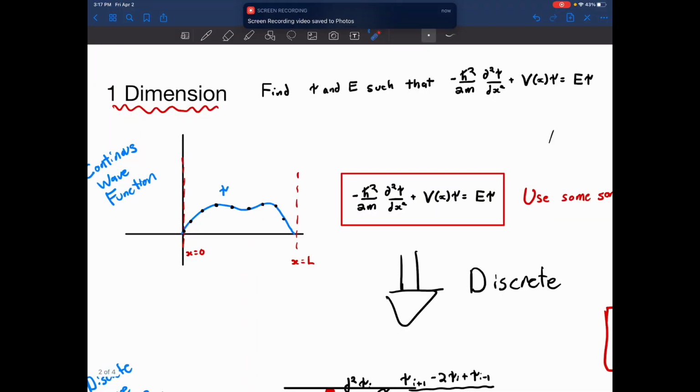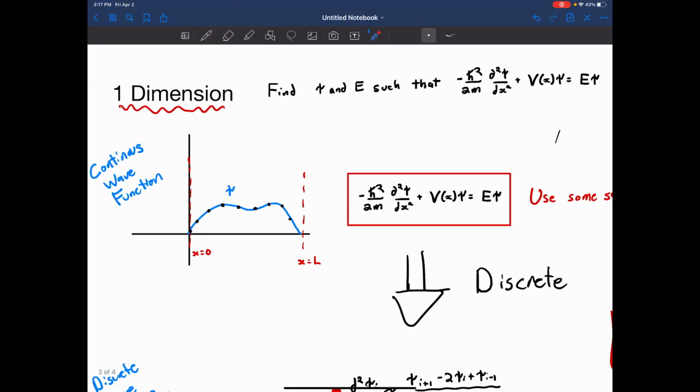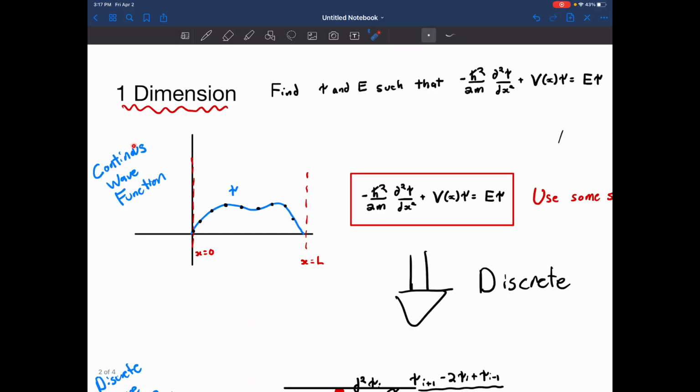Alright, so there's a lot of heavy math in this video, so I'm going to start with a little bit of math to sort of get you used to how we're going to implement this in Python. So we'll start with a little recap of one dimension. Here, for example, is a continuous wave function you might see in one dimension. It goes from x equals 0 to x equals L. And these are just arbitrary values.